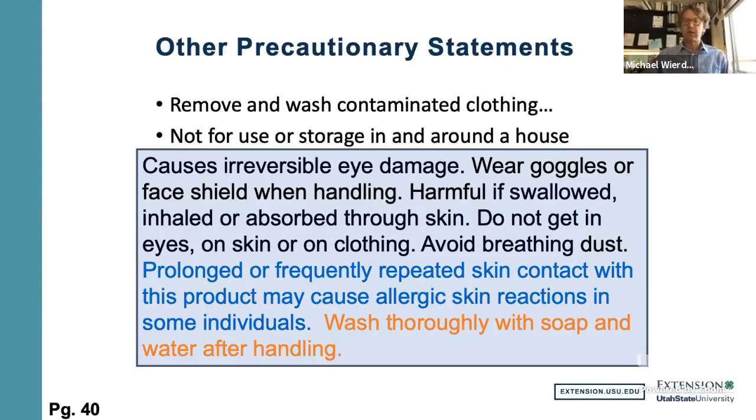Pesticide labels may outline other precautions, such as this example that notes possible allergic reactions might occur following prolonged or repeated skin contact. These precautions may include common sense considerations when using any pesticide, such as remove and wash contaminated clothing.